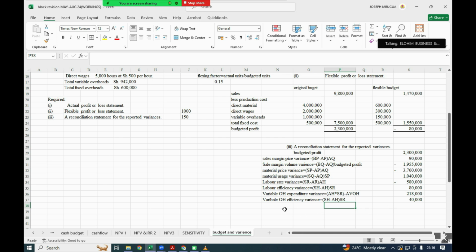So that one we could have used and we could have already finished this particular question. But let us just finish on this one, the fixed, because already we started on this. Just complete on this. So the fixed overhead.